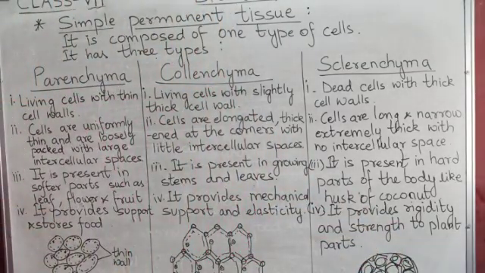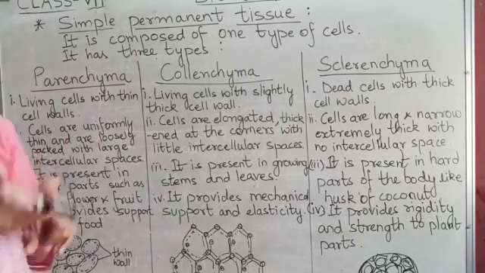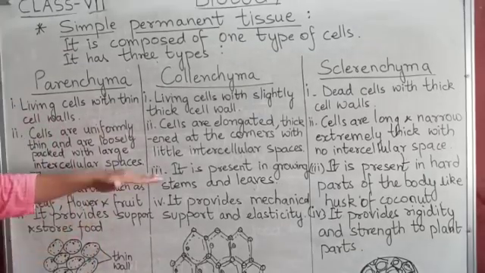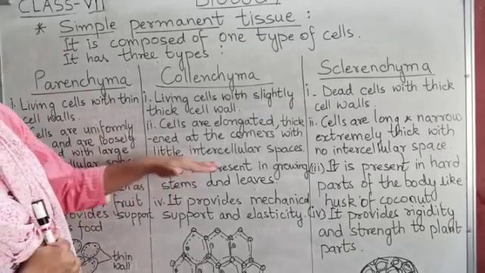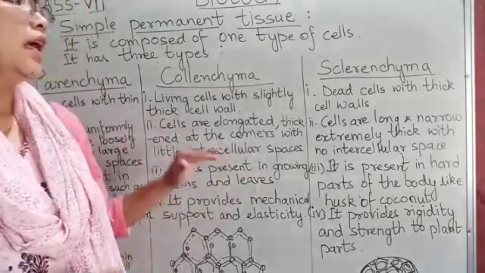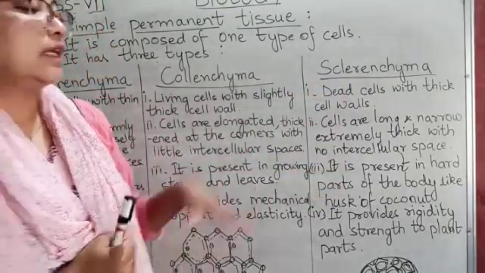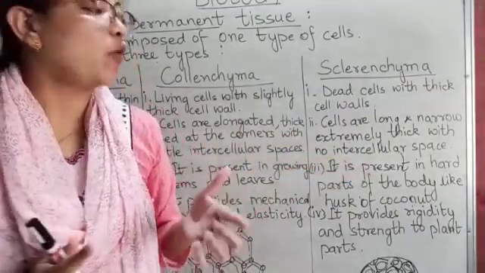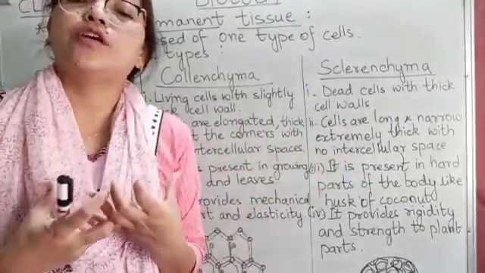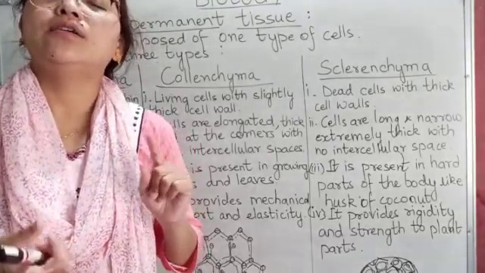Now the third comparison is that parenchyma cells are present in softer parts of the plant such as leaf, flowers, fruits. Collenchyma is present in growing stems and leaves of the plants. The third difference of sclerenchyma is that it is found in hard parts of the plant. Since they are dead tissue, they are found in hard parts of the plant like the husk of coconut.